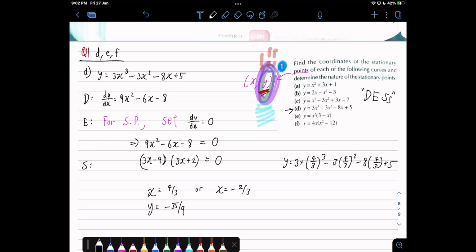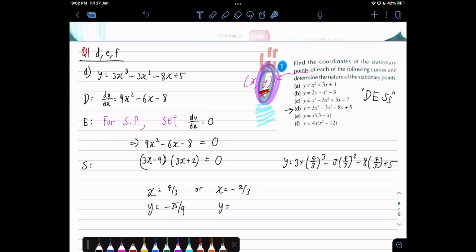Then here you got a negative. Do you need to reject? No, do not reject, please. Unless it's a practical question where x represents the length or something, then you can reject. Here it's not a practical question. Just follow the procedure. Don't drop any negative answers. So we just substitute negative 2/3.